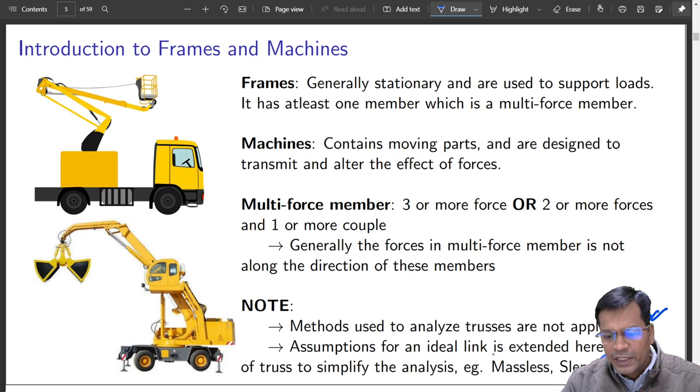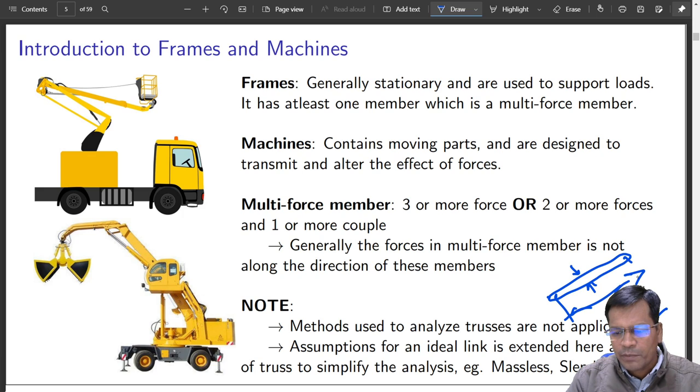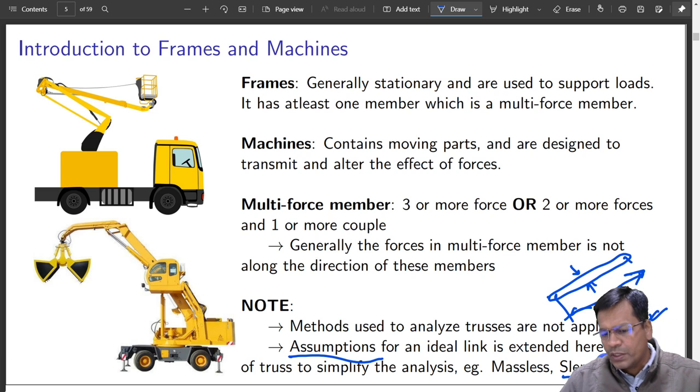Assumptions for an ideal link are extended here as well. We have extended the same assumptions. What we assumed is links were massless. They were slender. Slender means the width of the link is very, very small as compared to its length. So these are a few assumptions which we'll follow again. But we cannot analyze this as we analyzed our trusses. So how will we do it?